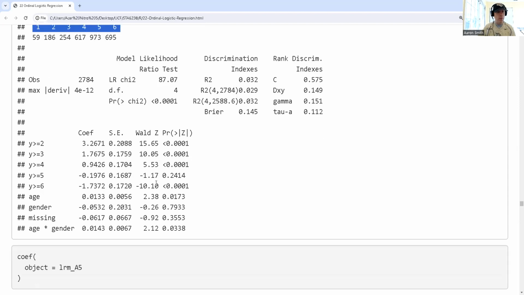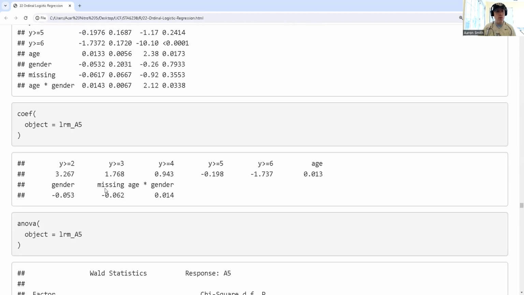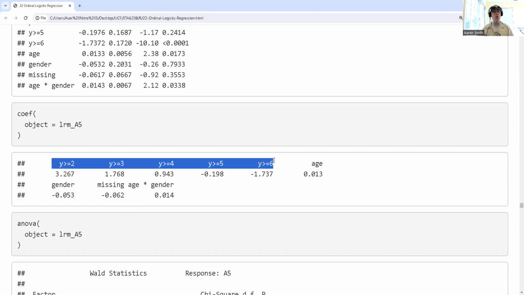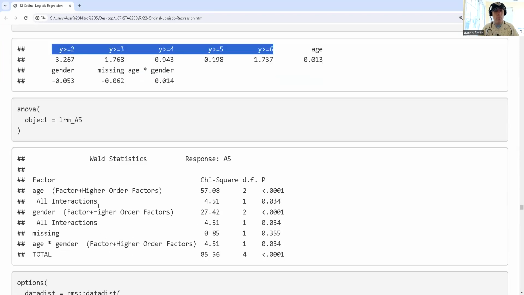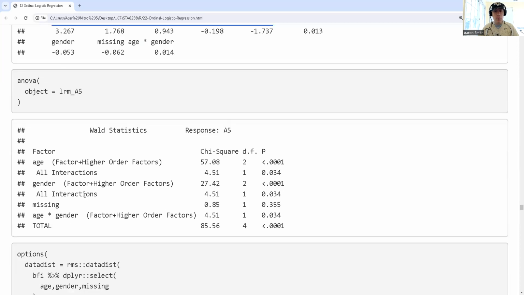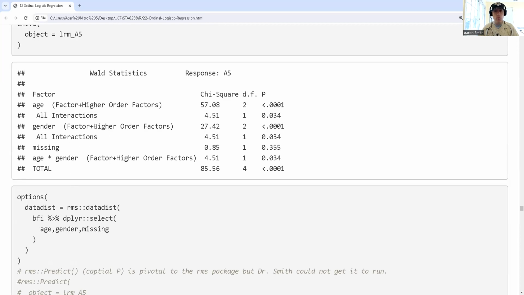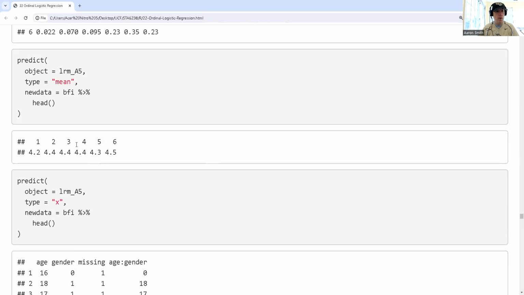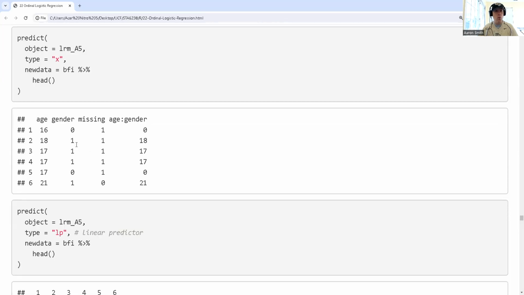And I've got my coefficients, and you can see now the intercepts are presented very nicely here. I think this is easier to interpret, easier to work with. Here's our ANOVA table, using the chi-squared distribution. And plenty of things to work with.